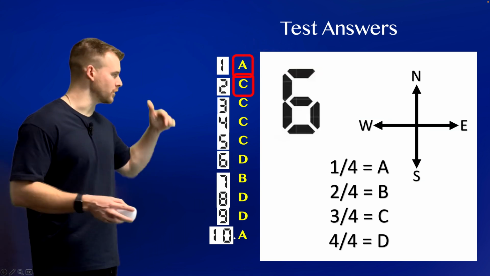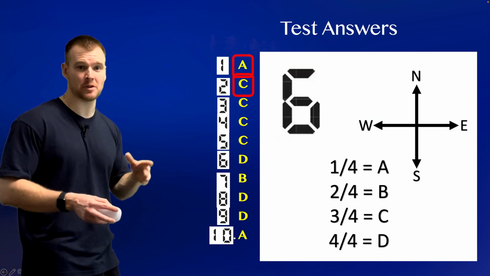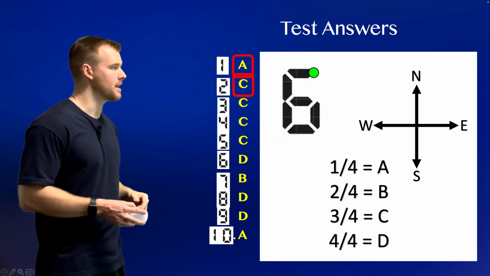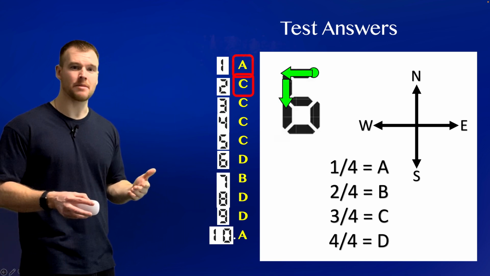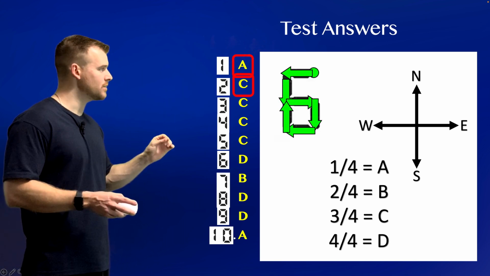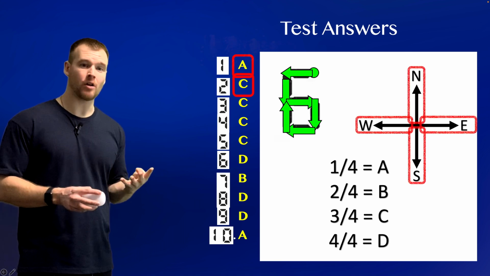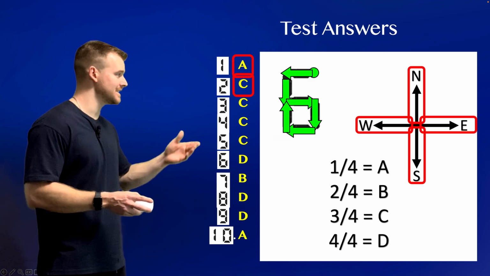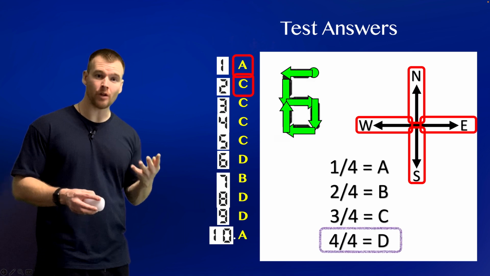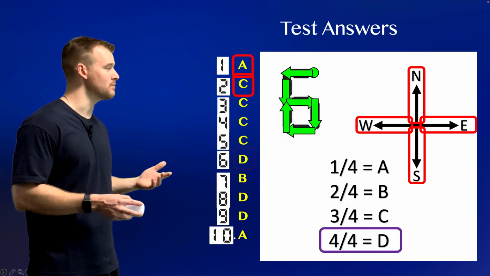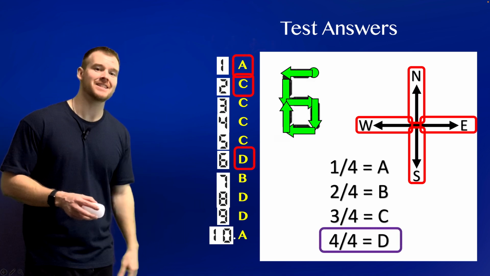Get the same answer for 3, 4, and 5. Let's look at 6. It's a little bit different. If I start my pen up at the top, and I try to write the number 6, no matter how I do it, I have to move my pen in all 4 of those directions, north, east, south, and west. So I have to use all 4 of those directions. The answer ends up being D, which we can see it is in the key.